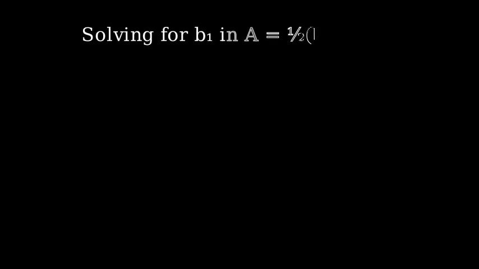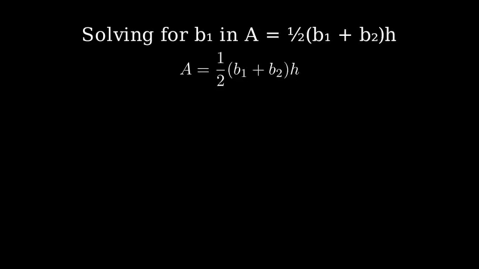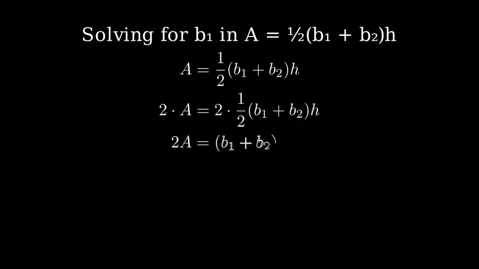Let's solve the equation a equals 1/2 times (b1 plus b2) times h for the variable b1. Let's solve this step by step. First, let's multiply both sides by 2 to get rid of the fraction. When we multiply both sides by 2, the equation becomes 2a equals (b1 plus b2) times h.